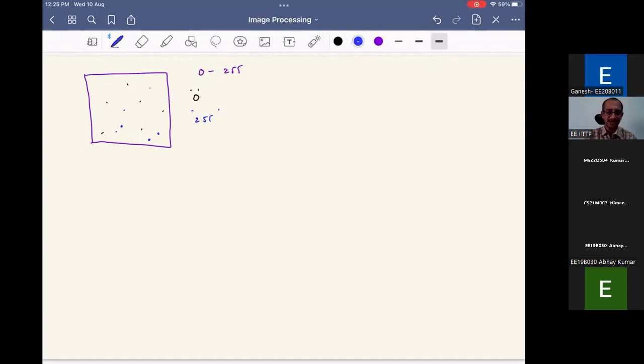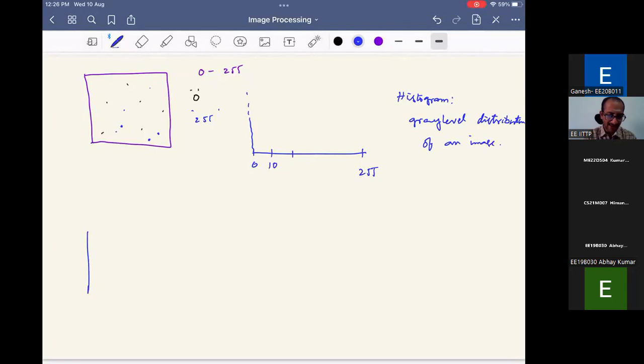So what do we mean by that? If I see the gray level distribution, the number of pixels having 0, the number of pixels having 255, the number of pixels having 210, and so on, all this is referred to as a histogram. What is a histogram? It indicates the gray level distribution of an image.